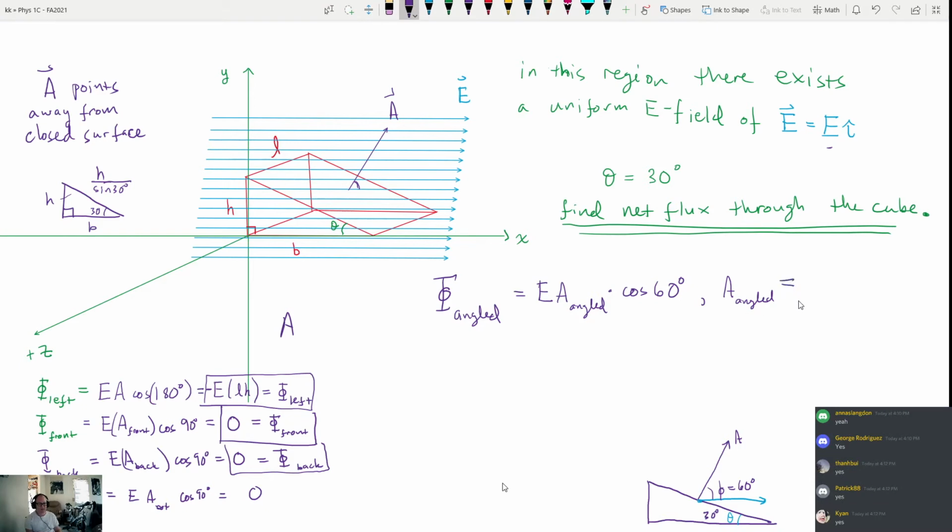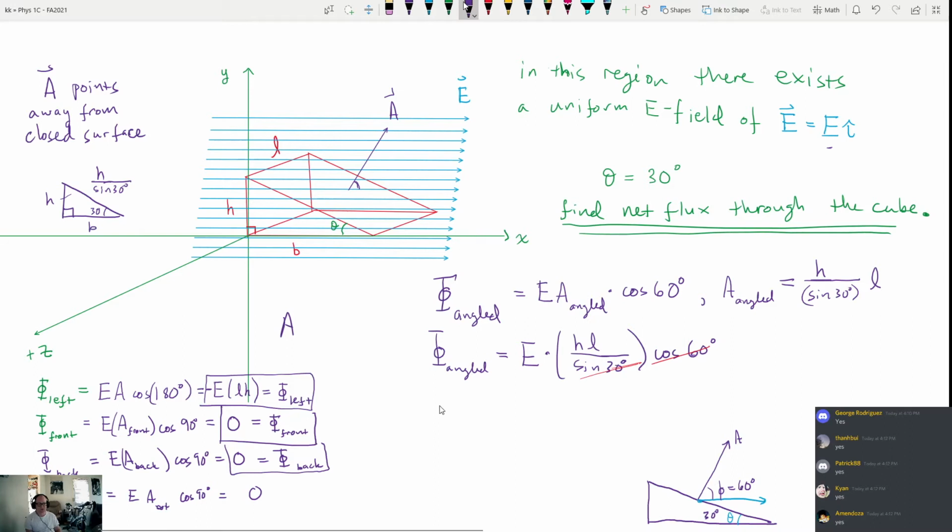So that means the area of the angled side would be that side, which is h over sine 30, multiplied by, I mean, this is basically a rectangle right here, right? That's a rectangle, with one side being h over sine 30, this diagonal side, and the other side being the length L, which goes into the screen. So it's that times L. Putting that together, how are cosine 60 and sine 30 related? I'm pretty sure they're both equal to a half. Those are the same, right?